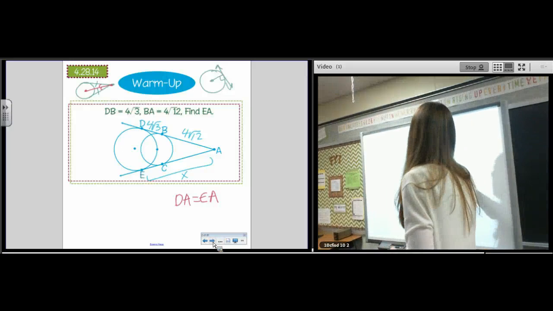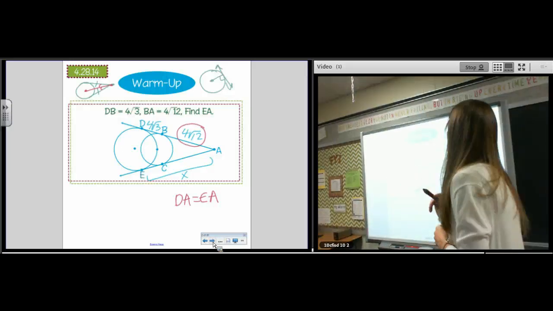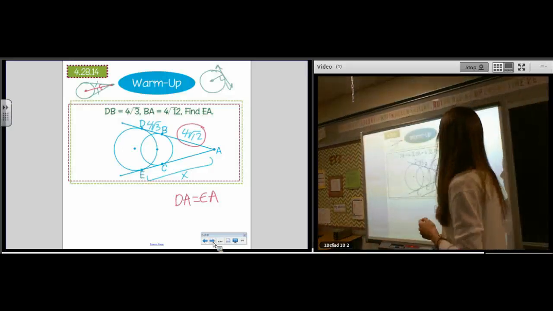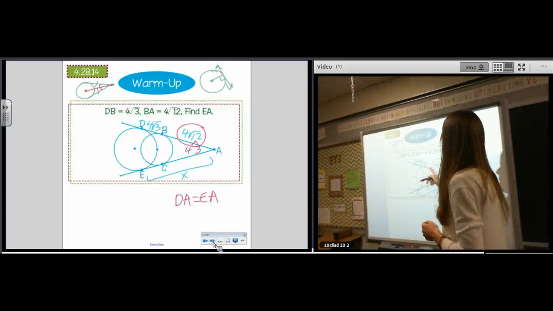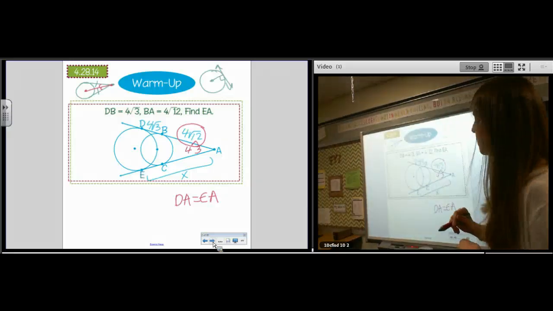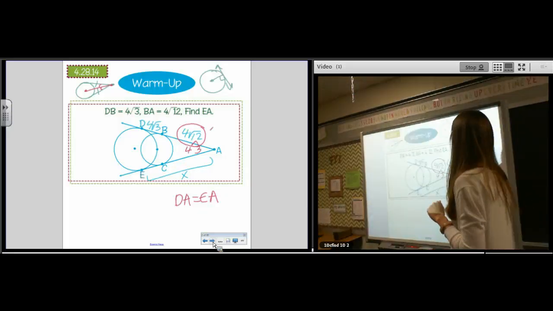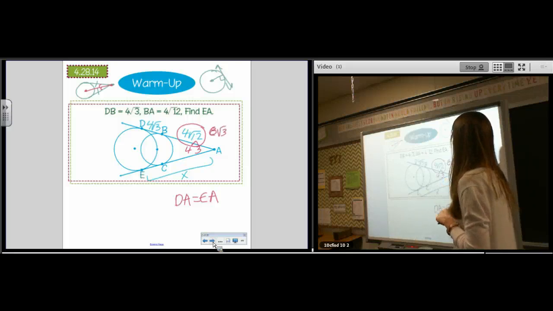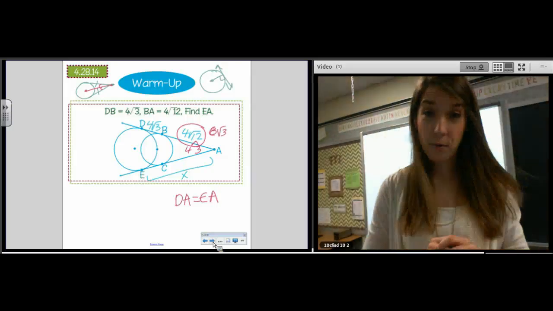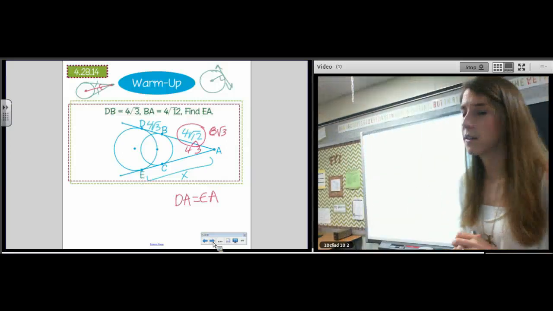So this is not a simplified radical. When you simplify that radical, 4 times 3, 4 is a perfect square. The square root of 4 is 2, so a 2 is going to escape. So this is really 8 root 3. 8 root 3 plus 4 root 3. Final answer?